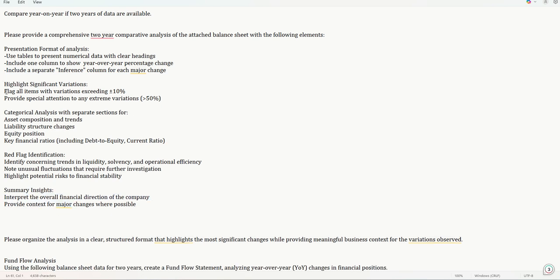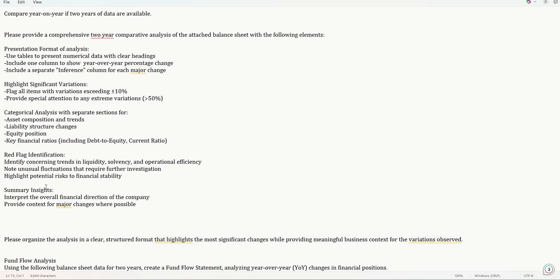Then highlight significant variations. Any item which is above 10%, just flag it. Flag it means it can be bold or italicized. Special attention to extreme variations. Then category wise, because the balance sheet has assets and liabilities, I'm trying to break the analysis also in the same fashion: assets, liabilities, and equities, as well as the key financial ratios pertaining to the balance sheet.